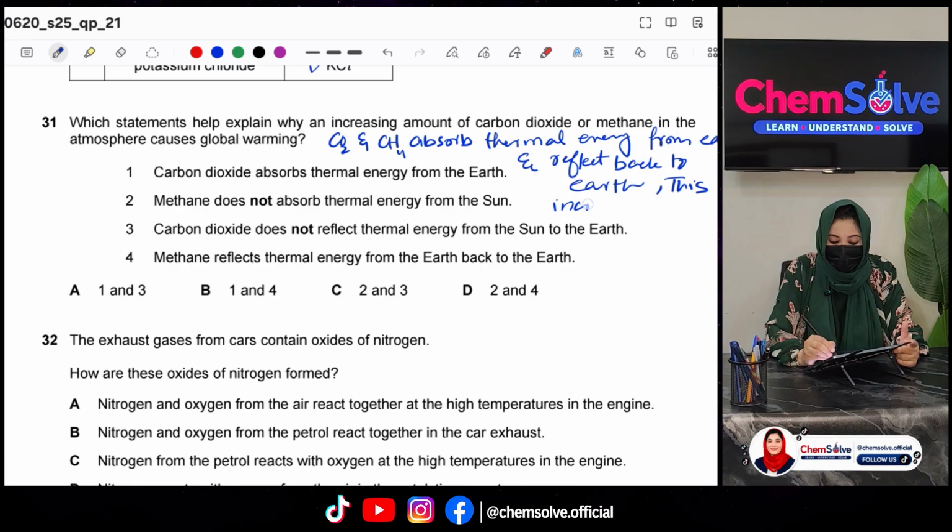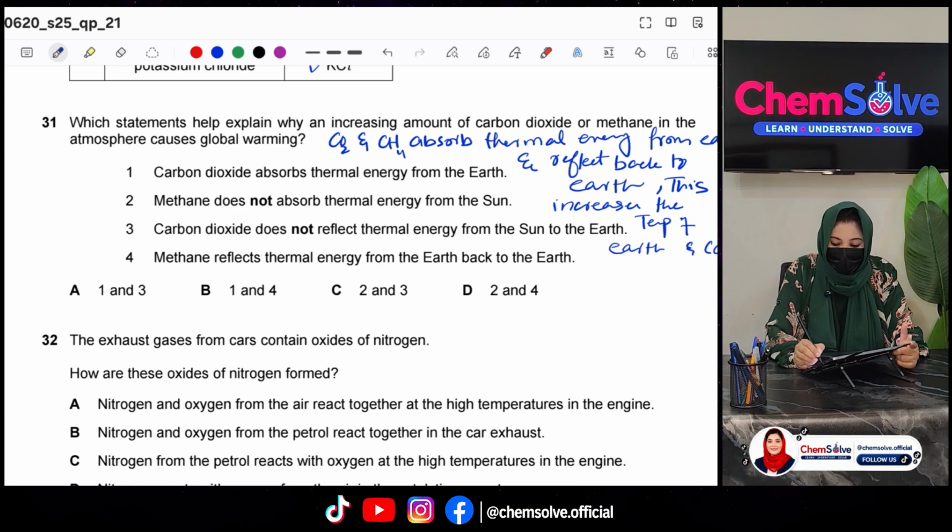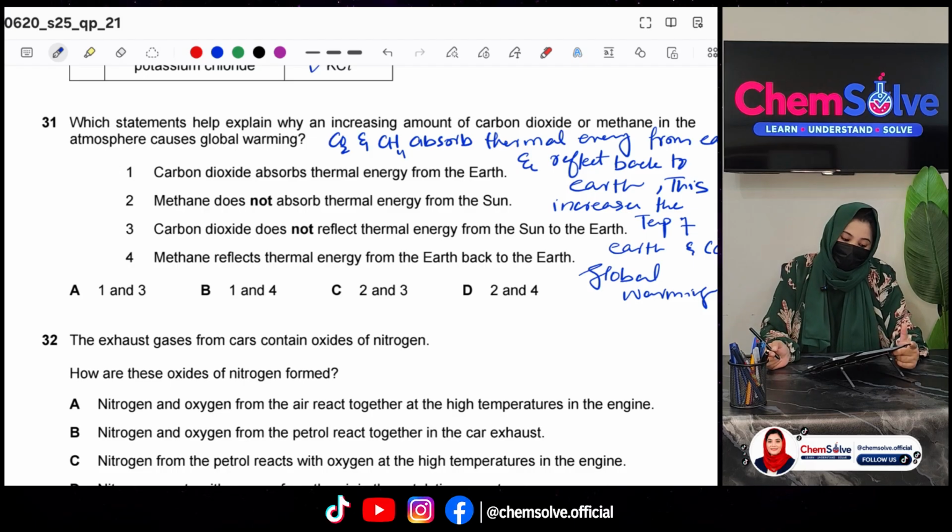This increases the temperature of Earth and causes global warming. So this is the whole process.